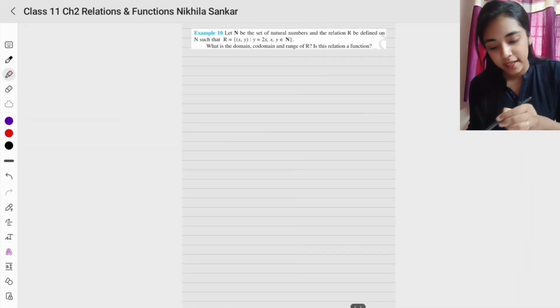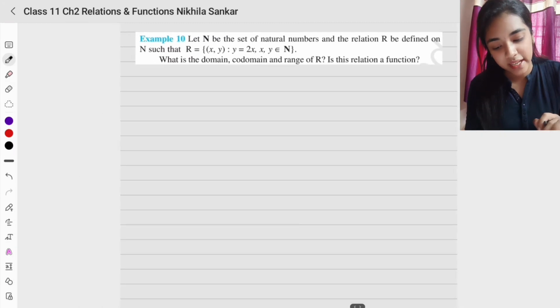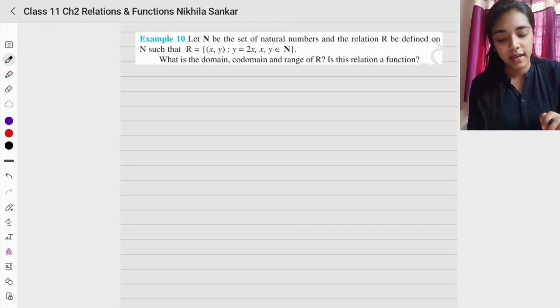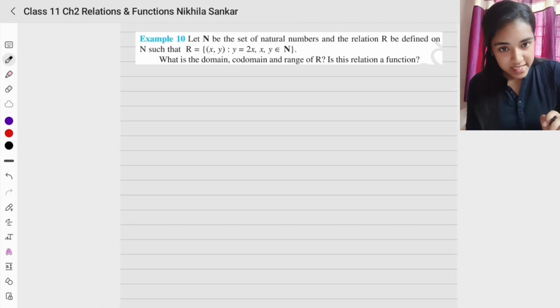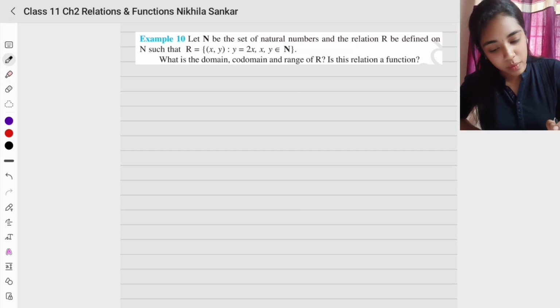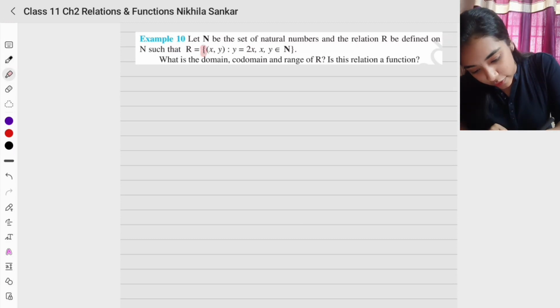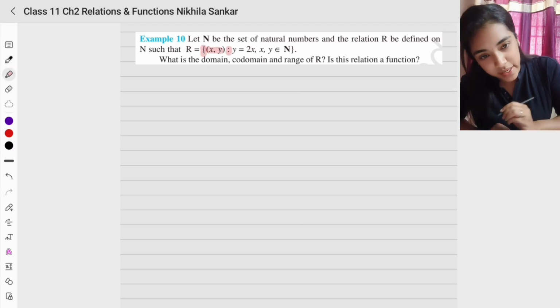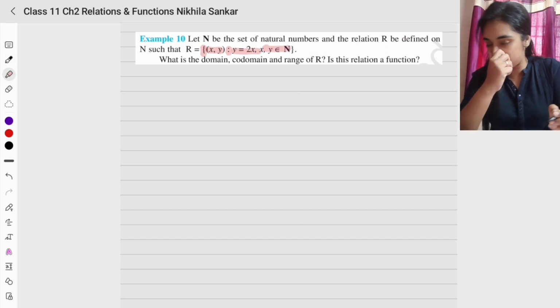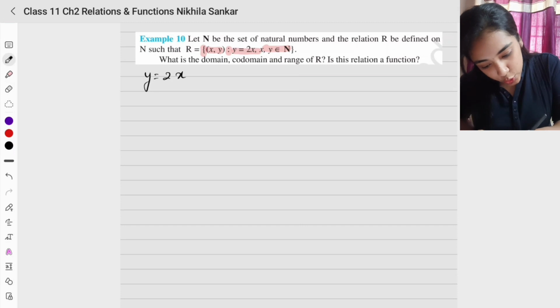Now, example 10. Let N be the set of all natural numbers and the relation R is defined on N such that R equals, this is called the set builder form. We have learned relations. Now this is functions. So R is the set of all ordered pairs (x, y) such that y equals 2x and x, y belong to N. So we have y equals 2x. So this is the relation.